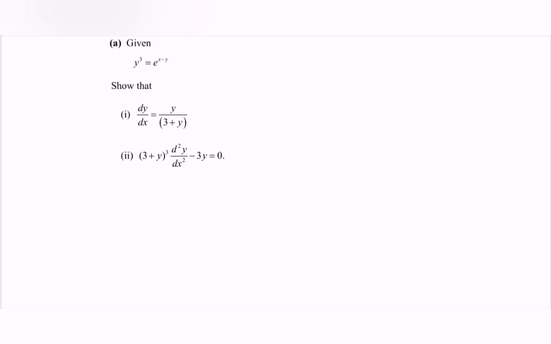So let's begin. dy/dx, we have 3y². Since this is not x, we have to add on the dy/dx. Continue, equals to, differentiate the exponent, e^(x−y). Focus on the power: differentiate x and we have 1 − dy/dx.